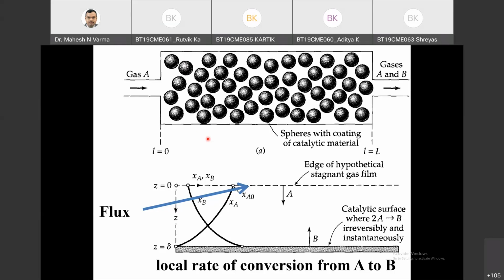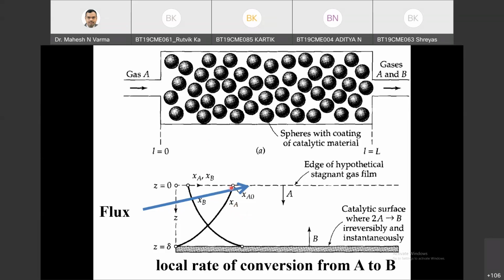Anybody else? Sir, excuse me, sir. For Aditya, tell me. Yes, sir. Adding to Karthik's doubt, when he asked you, you said that the reaction is only happening on the surface at Z equals delta, right? Yes. But while making the concentration profile, we are making it from the hypothetical stagnant film to the surface. So that's showing the variation of the concentration, right? So that's why the consumption and production term should be there, in between Z equals 0 to Z equals delta.